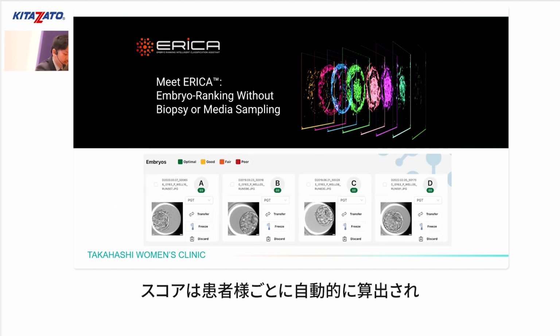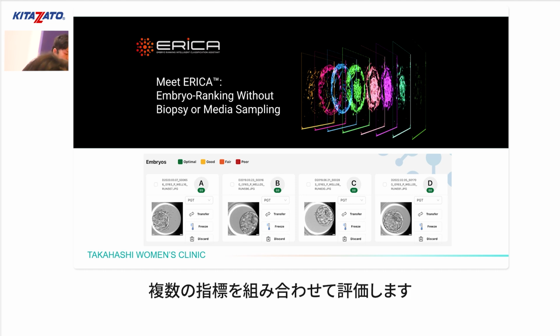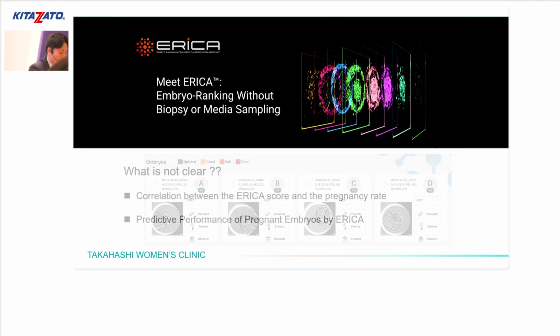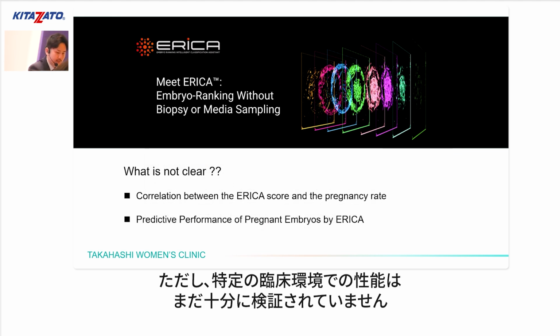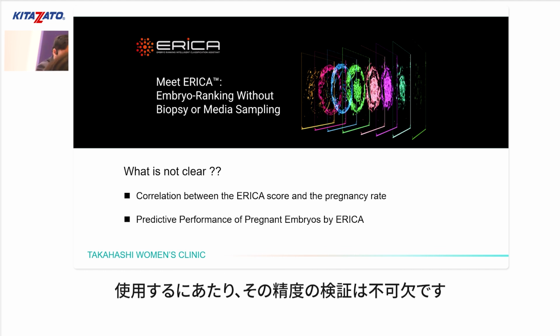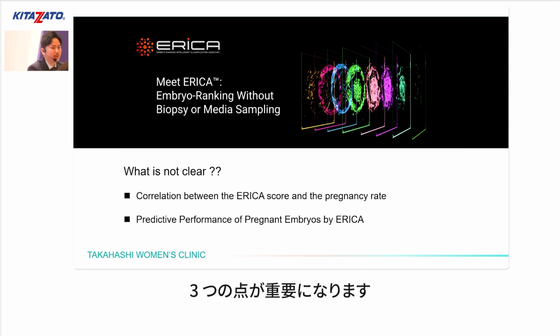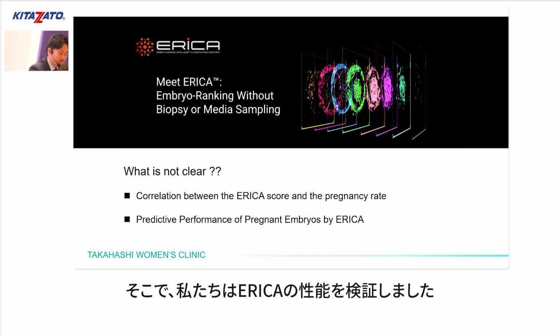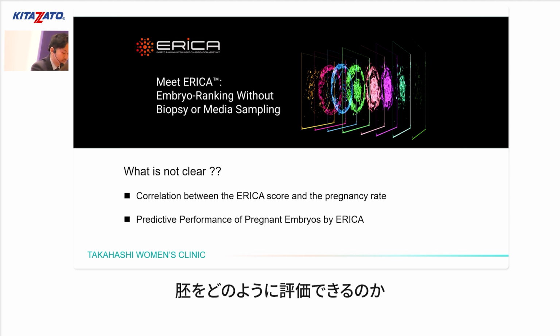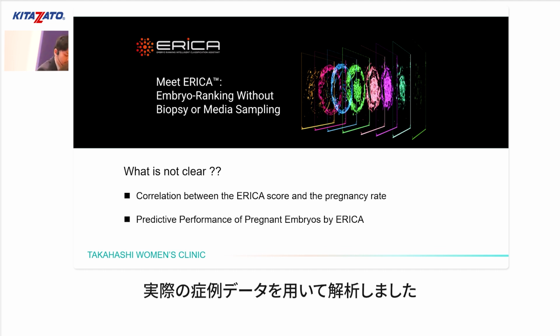A report of the calculated score can be shared with patients or laboratory staff members. However, the performance of ERICA has not been fully assessed in clinical practice, and we need to know enough about the performance of ERICA. This is essential before using ERICA in clinical practice. Therefore, we designed a study to evaluate the performance of ERICA in predicting pregnant embryos by analyzing the relationship between ERICA score and pregnancy rate.